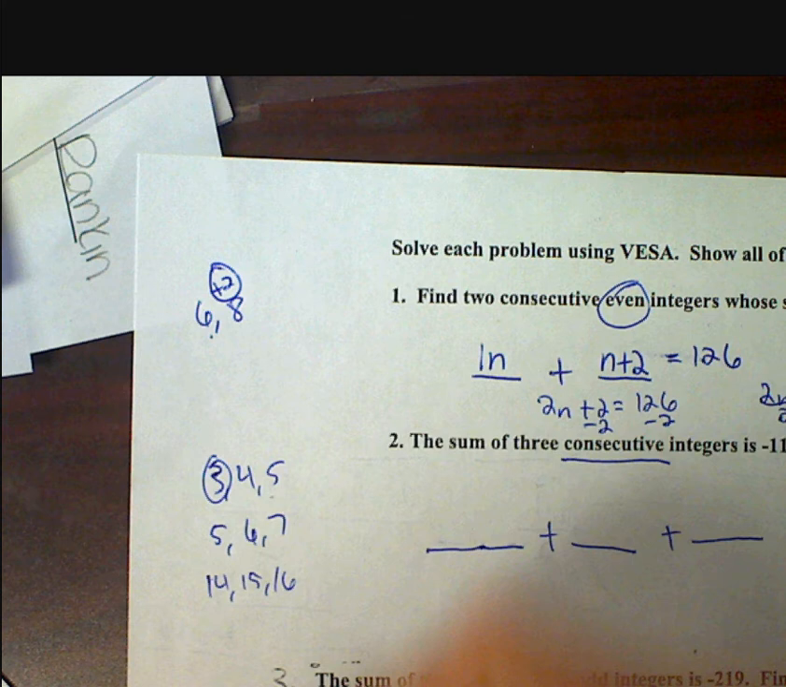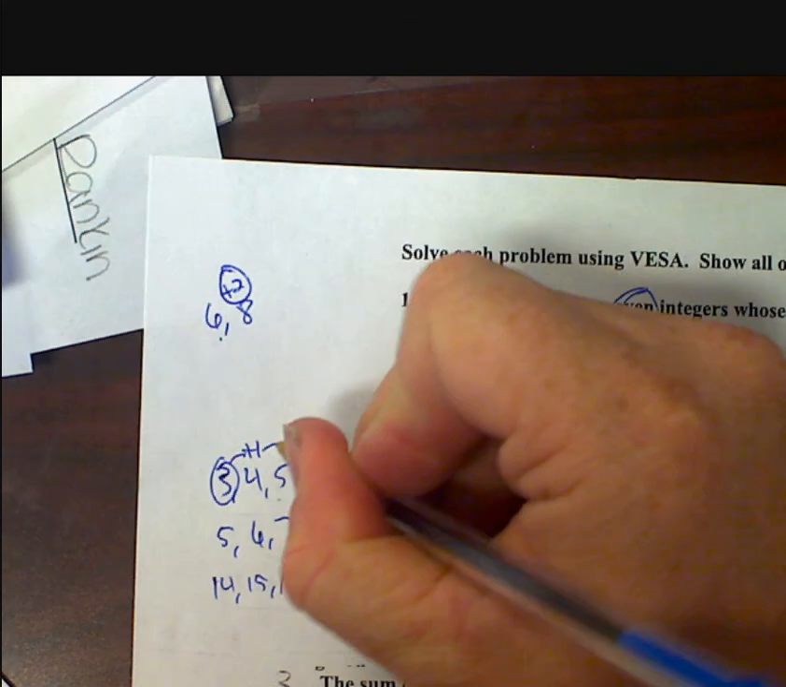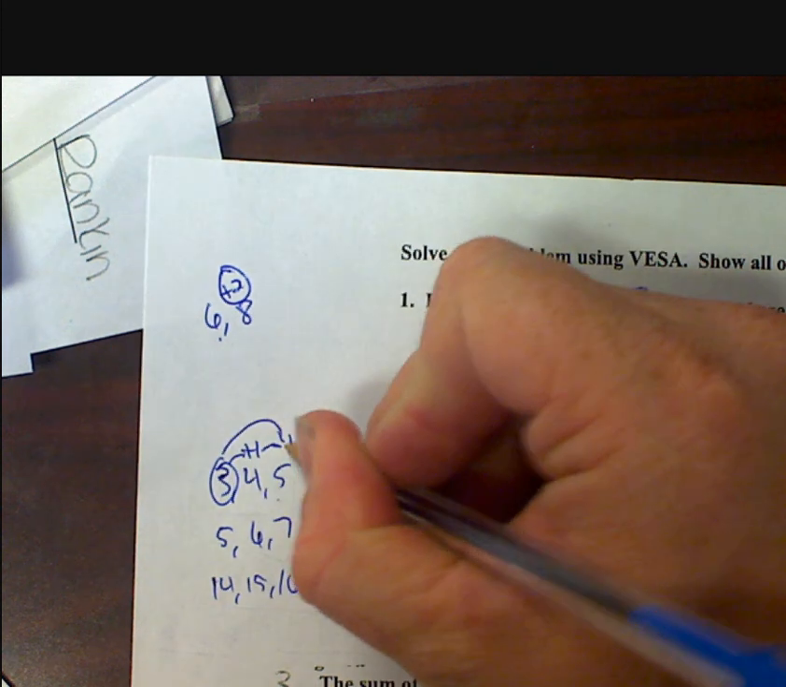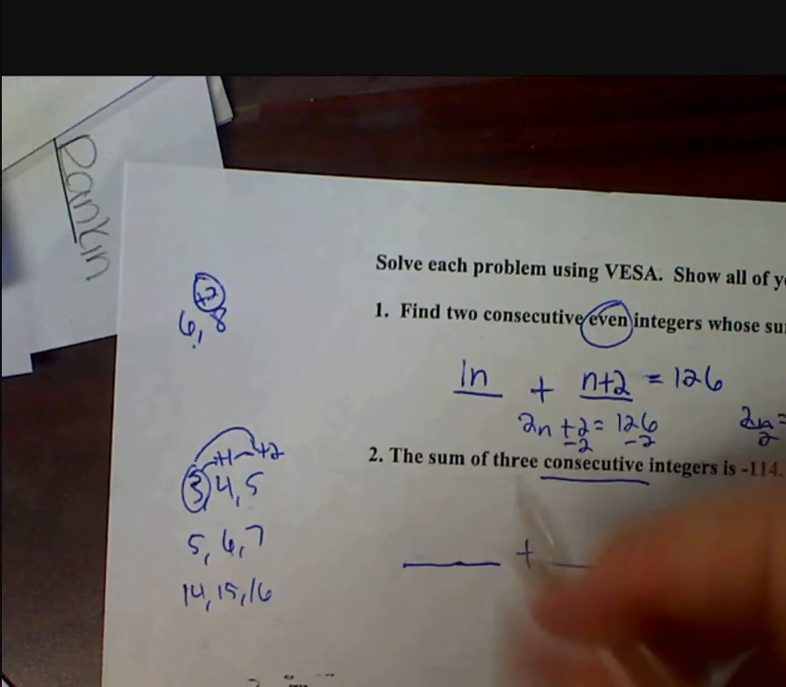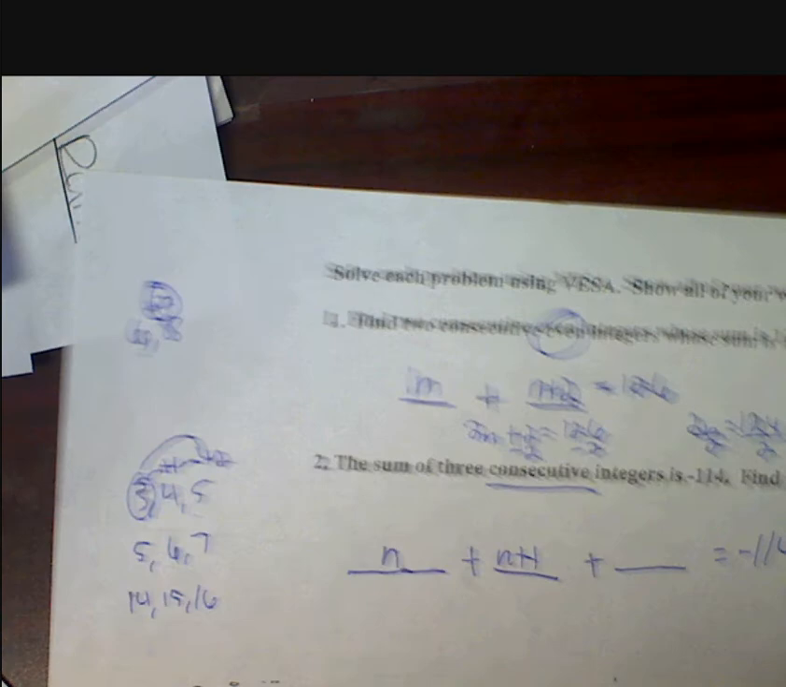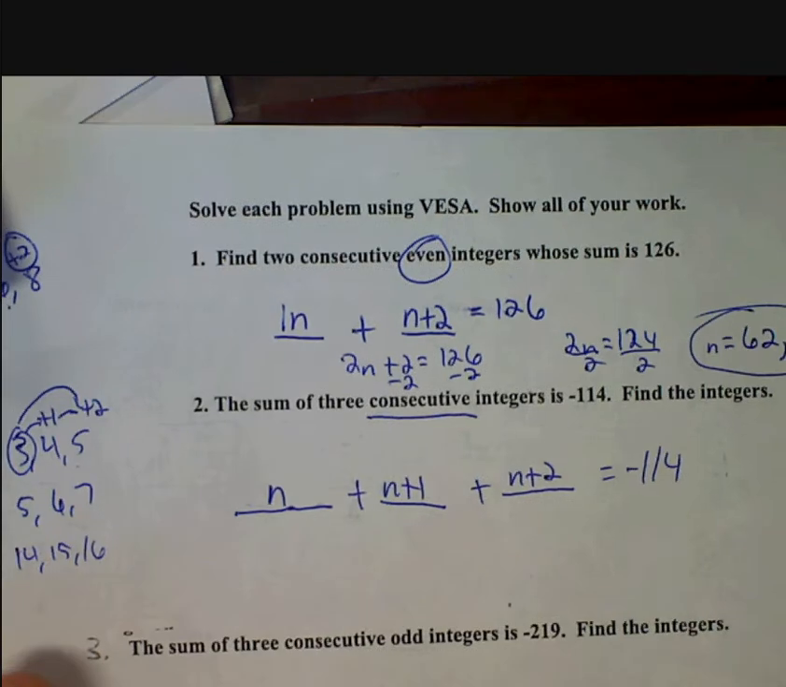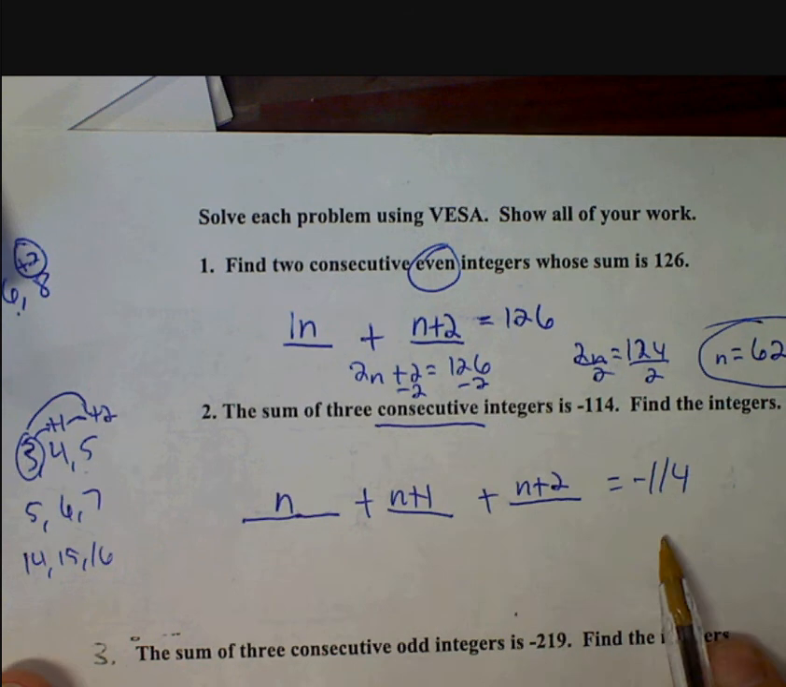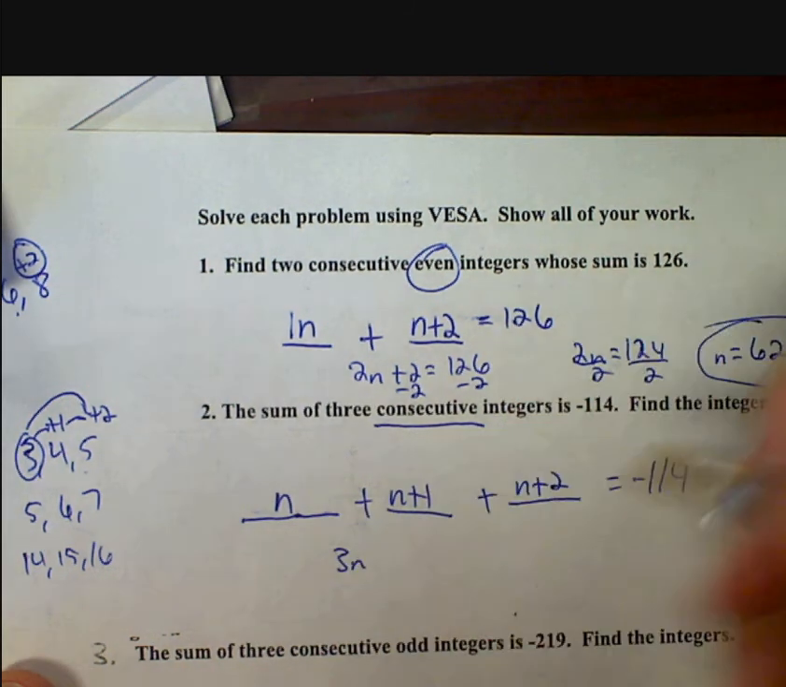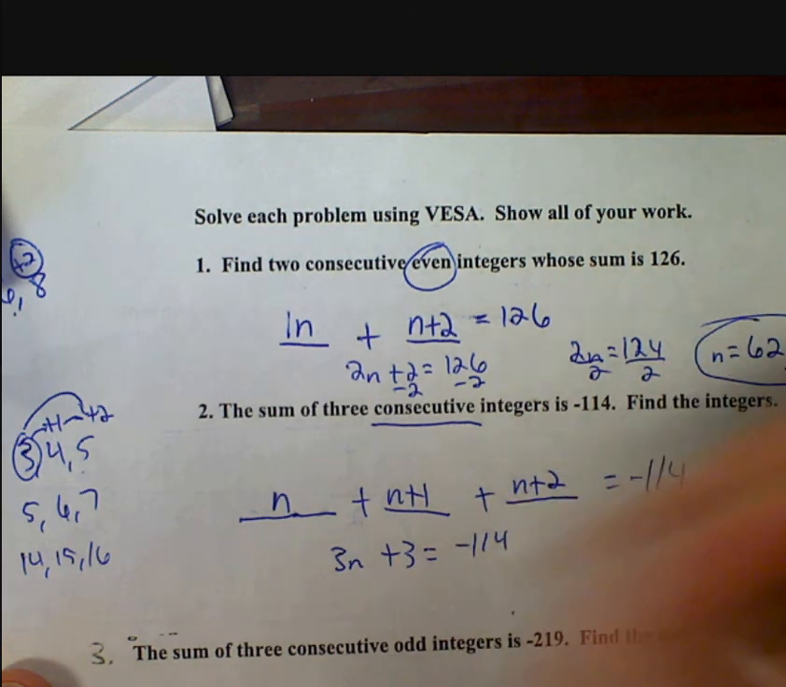Anytime I have my first number, I always add 1 to get to the next, and then I have to add another 1, which is really adding 2 to the first number. So if I start with n, I know my next number has to be n plus 1, and my next number has to be n plus 2, because I go up by 1 every single time. Now we're back to my equation. Combine like terms. I have 3 n's plus 3 equals negative 114.